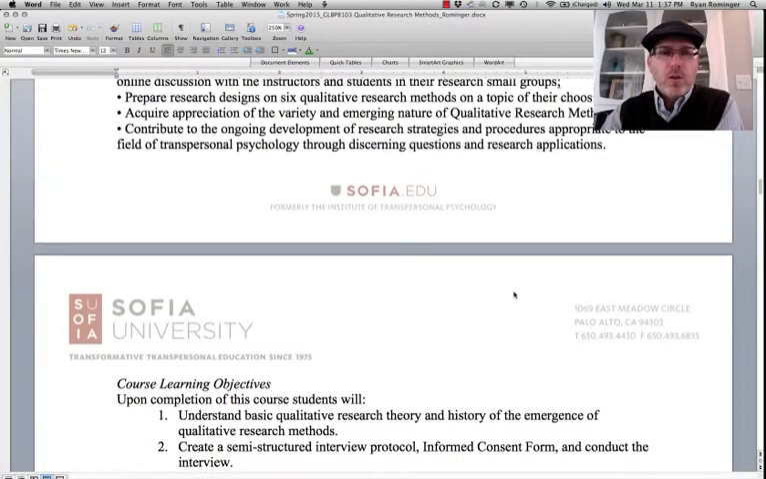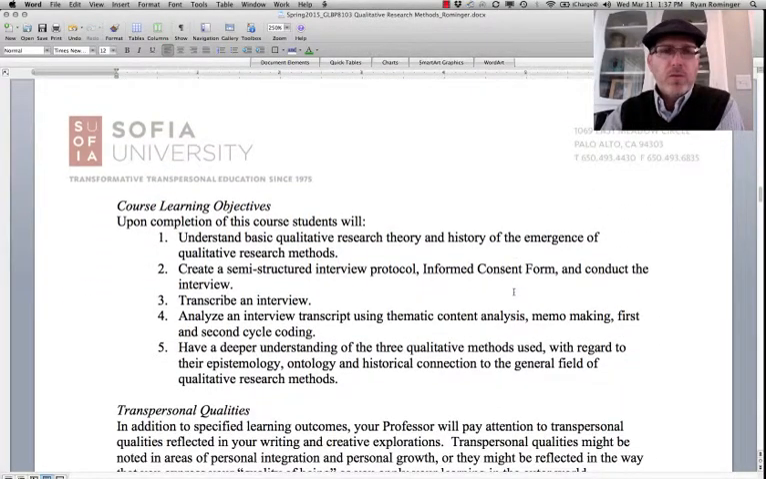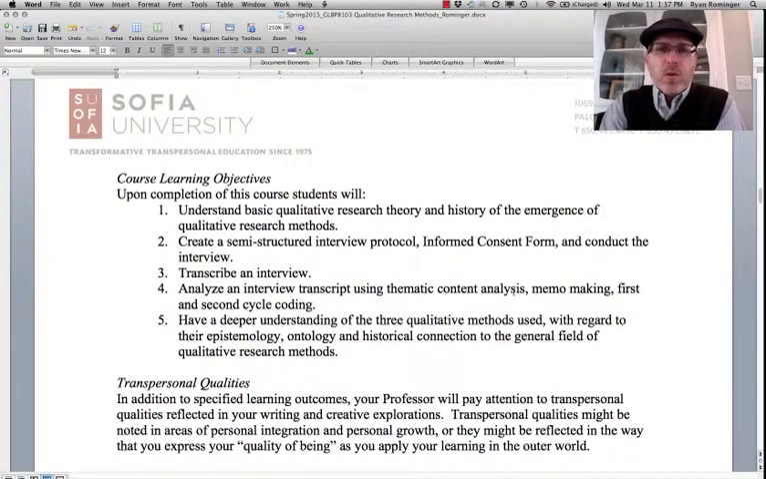So in addition to the aims, we have the actual learning objectives themselves, which are to understand basic qualitative research theory and the history of the emergence of qualitative research methods, create a semi-structured interview protocol, inform consent form and conduct the interview, transcribe that interview, and analyze an interview transcript using thematic content analysis, memo making, first and second cycle coding, and also to have a deeper understanding of the qualitative methods used, with regard to their epistemology, ontology, and historical connection to the general field of qualitative research methods.